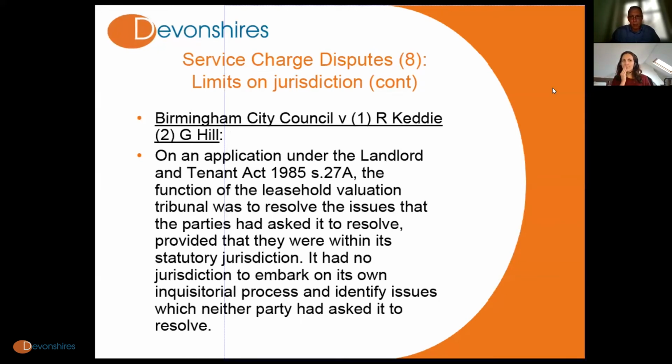Instead, the hearing should be really focused on the issues that are being considered and raised by the parties at the outset. And if it's not clear what those issues are, then they should be narrowed down at quite an early stage, so that you're not wasting your time and everyone's not incurring a lot of time and expense trying to get to the bottom of what it is that someone is actually challenging. So the Keddy case is quite useful in that regard.